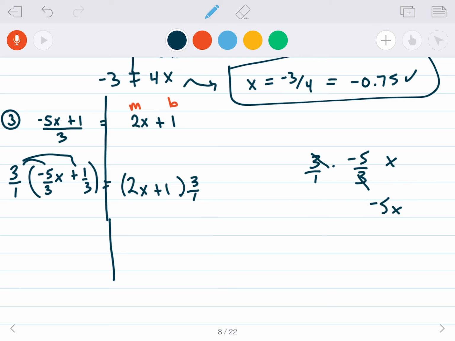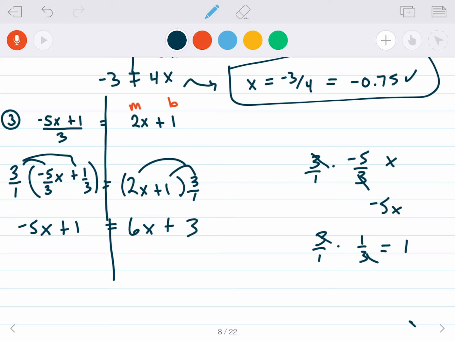So when I distribute that first one, I'm left with negative 5x, and the whole point was to get rid of the fraction. When I distribute the 3/1 times the positive 1/3, well, again, the 3's cancel and I'm just left with a positive 1 here. So on the left, when I do that, I get negative 5x plus 3. When I do 3 times 1, I get 3. When I do 3 times 2x, I get 6x, right? The 1 is kind of irrelevant, so 3/1 times 2x is 6x, plus 1 times 3/1 is 3, all right? So that's my new equation.